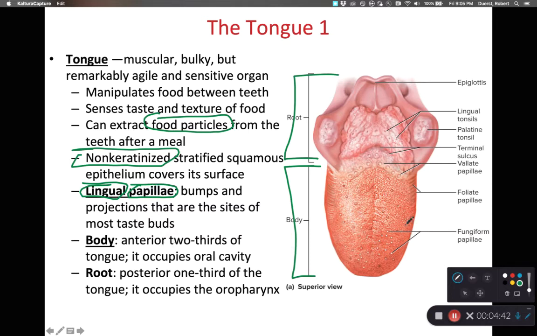We have different kinds of lingual papillae. We have the vallate papillae, the foliate papillae, and the fungiform papillae on different regions of the tongue. Vallate papillae being the large ones on the posterior, foliate being the ridged ones on the lateral margins, and fungiform being the teeny tiny ones on the anterior margin of the tongue, or the anterior part of the tongue.